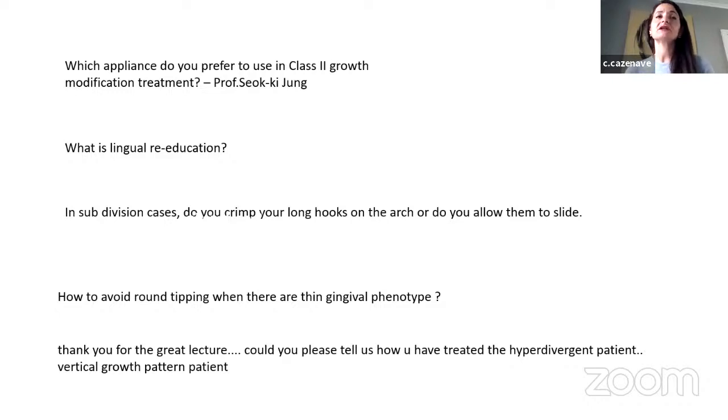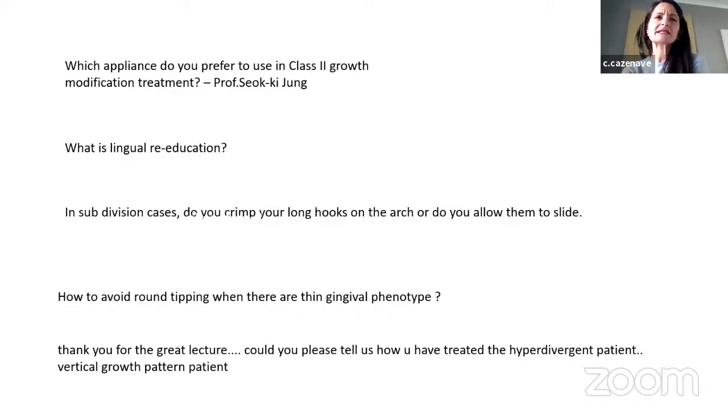The lingual re-education. We have clinicians who know how to do re-education with the tongue. It's a problem with patients with open bites. You need to close the spaces, but sometimes the tongue is going towards the teeth, and you can obtain the correction of the overbite.